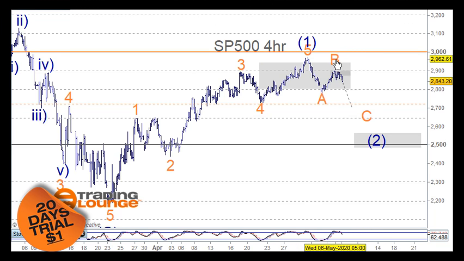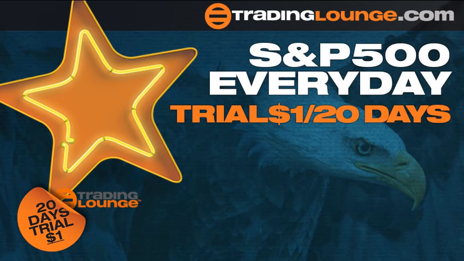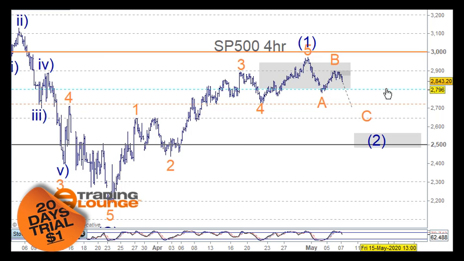So one of the first things here is that from the wave A here to the wave B here, we're looking for the market to pull back up to the 2900 and then start to roll over. So that's occurring nicely in that particular space.